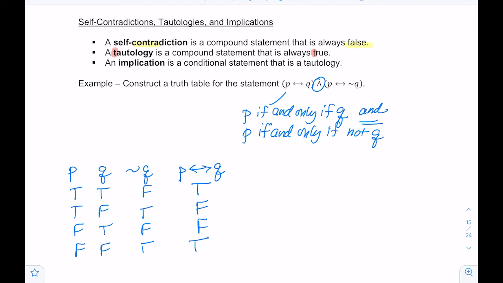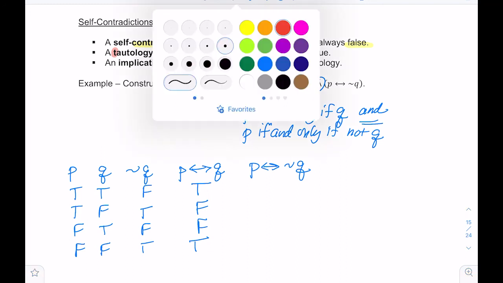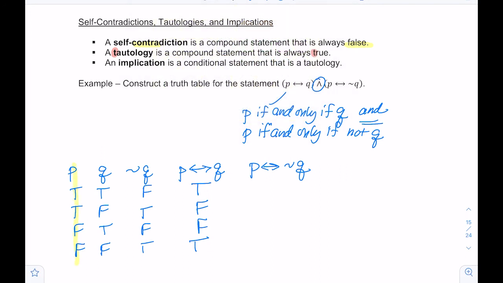In the next parentheses, I have P if and only if not Q. So now I'm going to focus on P and not Q. Again, as long as they're both the same truth value, the conclusion's true. So I have true, false, that's false. True, true is true. False, false is true. False, true is false.